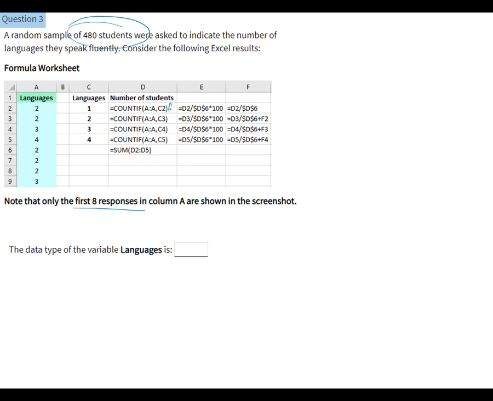So you can call this maybe F1, F2, F3, F4, and this is the sum of all of these values, so that is my sample size. Now the next column takes firstly D2, which is my frequency for the number of people who speak one language, and it divides it by the sample size, times it by 100. So this means that here I have my percentage frequencies in this column.